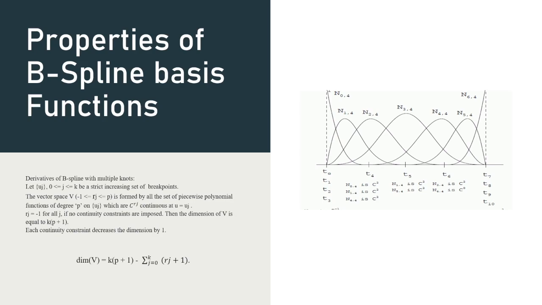r_j equals -1 for all j if no continuity constraints are imposed. Then the dimension of V is equal to k(p plus 1) plus p, where the dimension of V equals k(p plus 1) plus p minus the sum over j equal to 0 to k of (r_j plus 1).